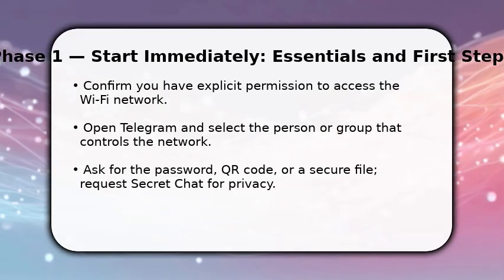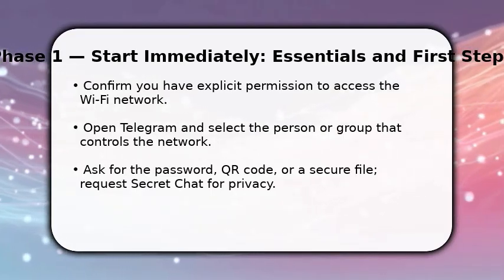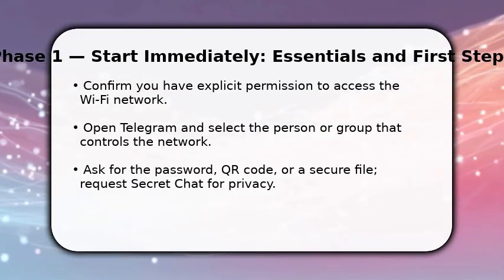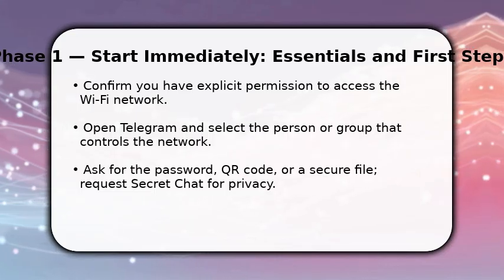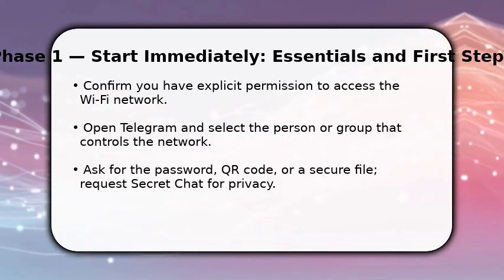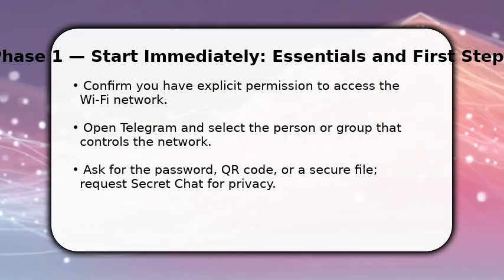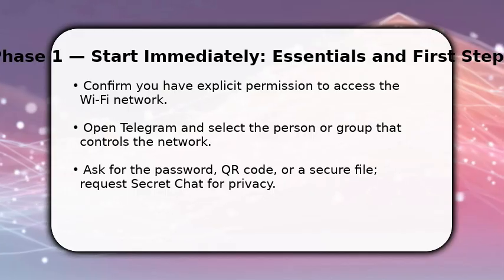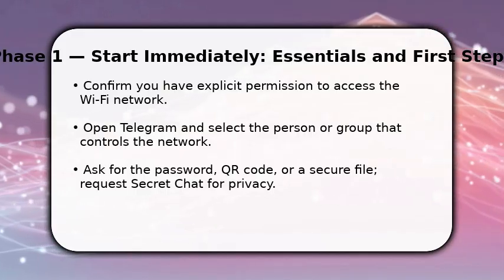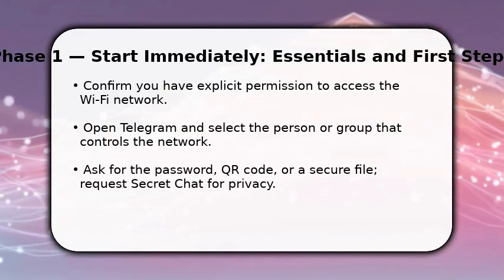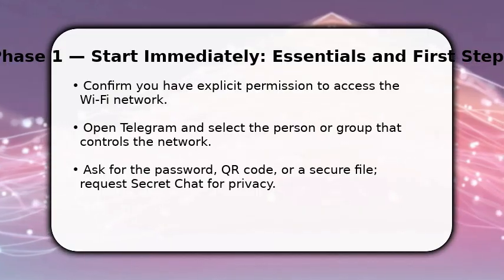You start by confirming permission. Never try to access networks without consent. Once confirmed, open Telegram and pick the owner or admin. Say exactly what you need: the SSID and password, or better, a QR code or encrypted file. Make sure to request a secret chat or use end-to-end encryption. This protects the credential while in transit.